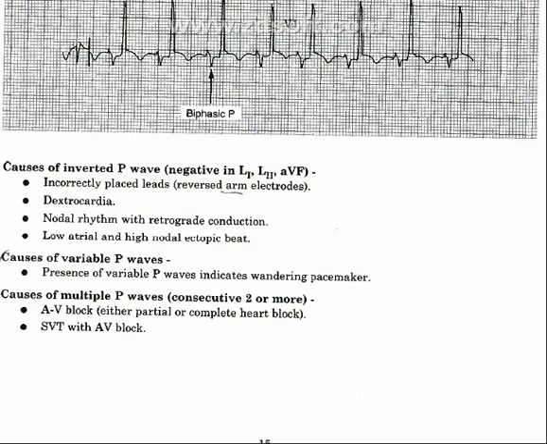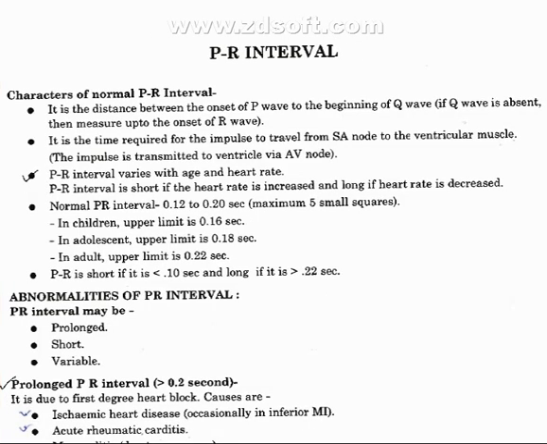Now, causes of variable P waves. Presence of variable P waves indicates wandering pacemaker. Causes of multiple P waves: consecutive 2 or more, AV block, either partial or complete heart block, SVT with AV block.